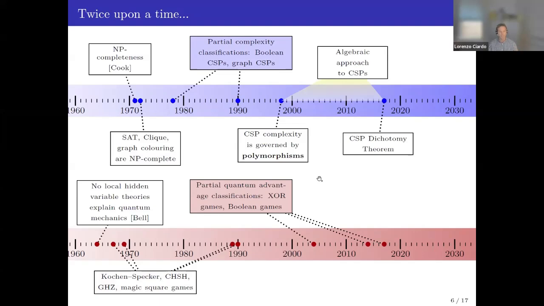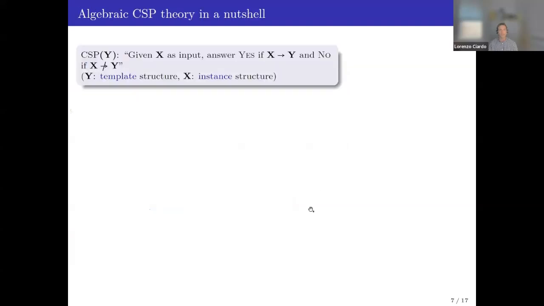And now I want to argue that the same object that captures the first story can be used to tell us something about the second story. Let me first give a very short introduction to the algebraic CSP theory. Remember that a CSP parameterized by some Y, you can think of Y to be the n-clique, for example, is the following problem: I give you X as input, and I want you to answer yes if X is homomorphic to Y, and no otherwise.